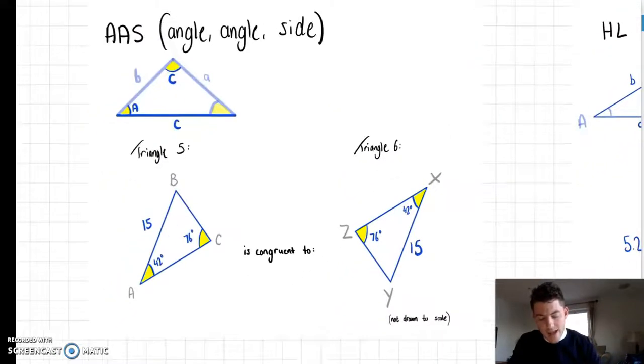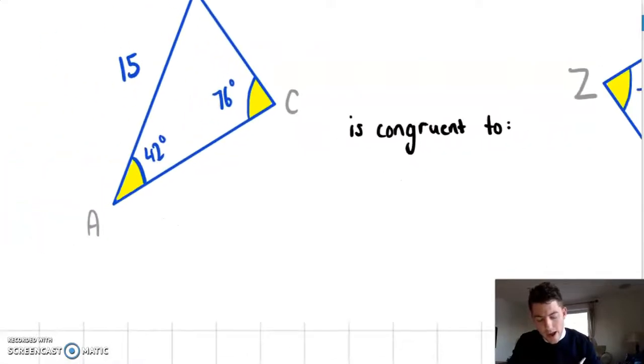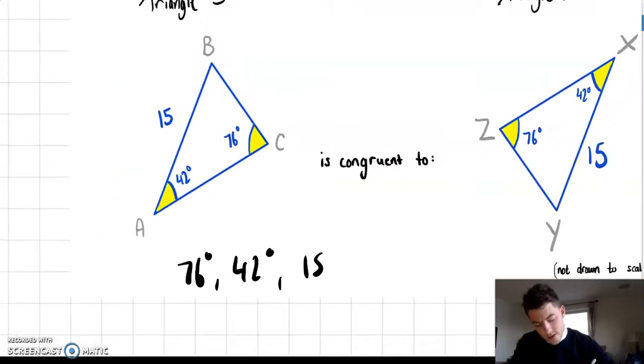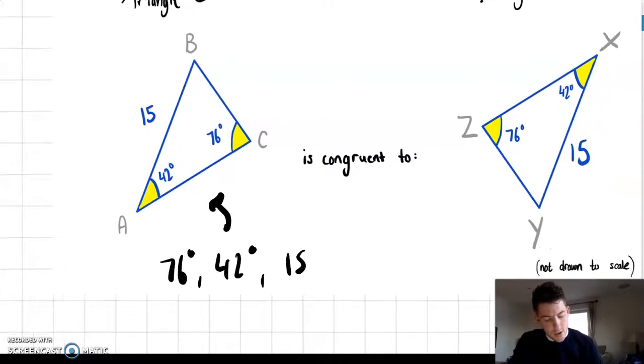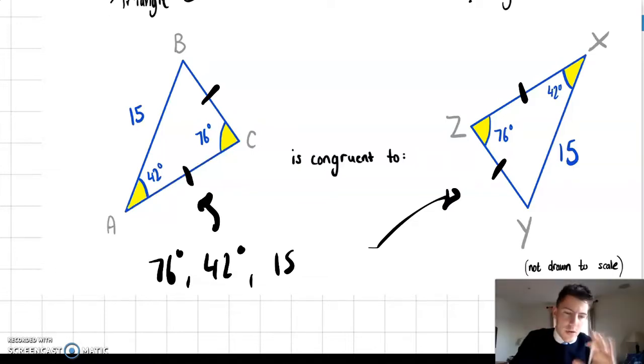Again, AAS, angle, angle, side. I'm telling you, draw me an angle of 76 degrees, then 42 degrees, and then a length of 15. You can see it here on the left. Do it again. This unknown length will always equal that. This length here will always equal that. No matter how long you make this, I can make it longer if I wanted to, it will always be the same.